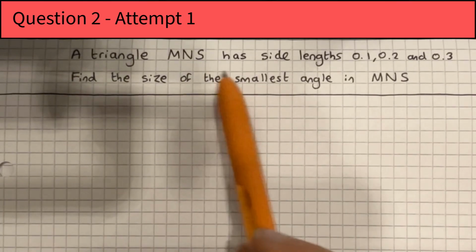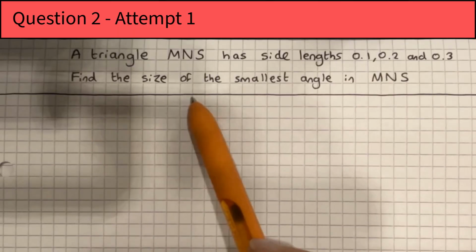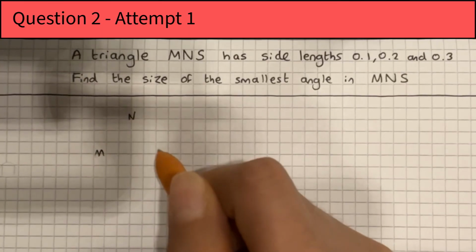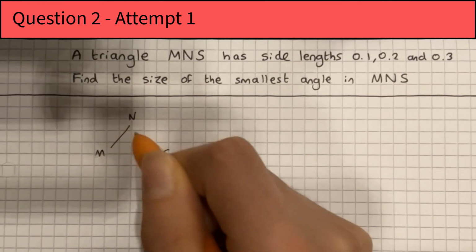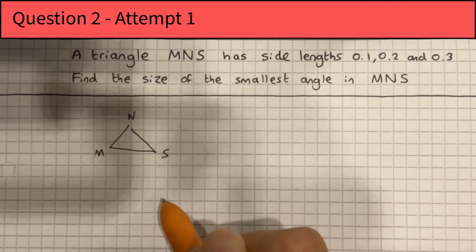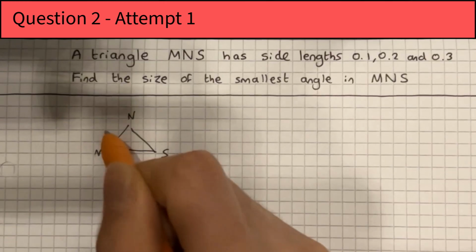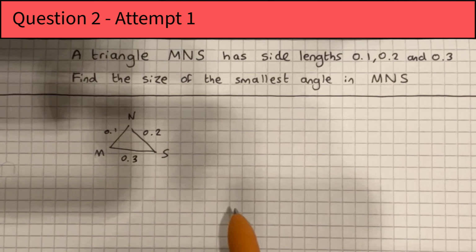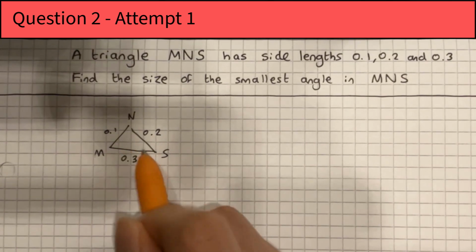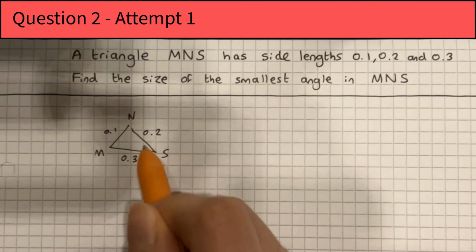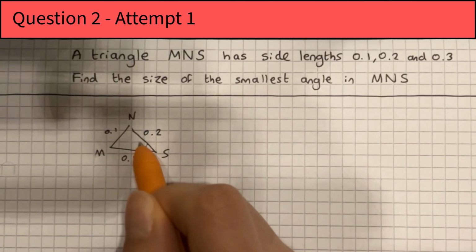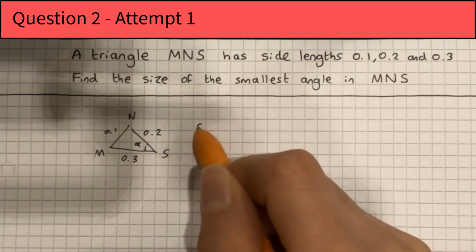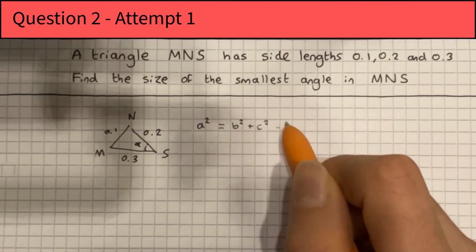In this question, we've got a triangle M&S, and it's got the side lengths 0.1, 0.2, 0.3. We're looking for the size of the smallest angle. So if I draw a quick diagram, M&S, like this, it doesn't really matter where the lengths are. I'm going to draw them like this. The smallest side is going to be opposite the smallest angle, so the angle that we want, I'll call it alpha, can go in here. 3 sides, 1 angle, this is the cosine rule. Let me just quickly write that out.